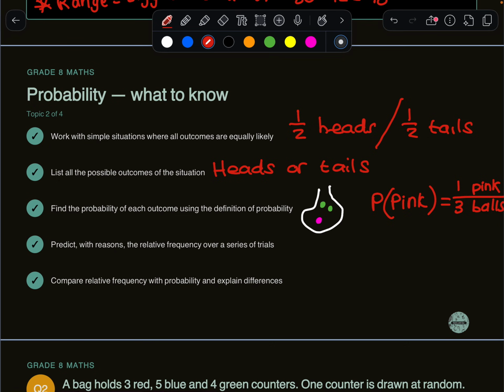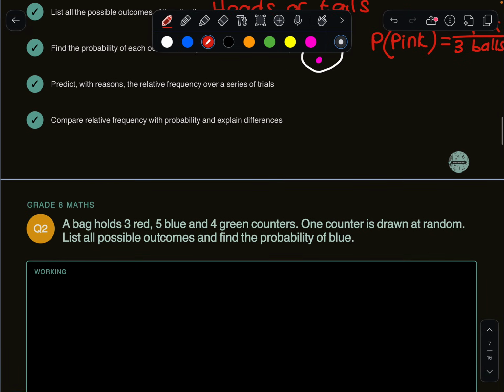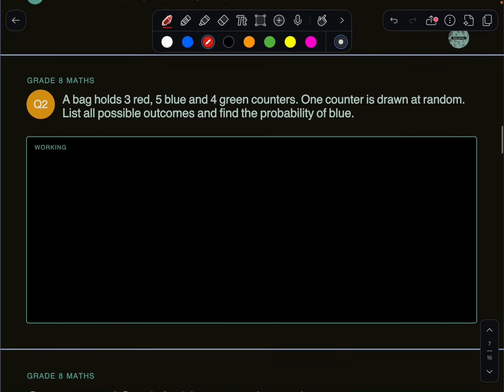So predict with frequency, the relative frequency over a series of trials. So this would be, if I keep throwing a coin, you're going to start to see that there's half a chance of getting heads, half a chance of getting tails. So you're going to throw a coin like 20 times and see that it starts becoming that. And you are going to compare relative frequency with probability and explain the differences. So sometimes, if you were to throw a coin 20 times, you might not get exactly half heads, half tails. And then you could explain that maybe it's due to just random luck or human error, like how you're throwing the coin, things like that. As an example of the kind of things you can be asked in a question.